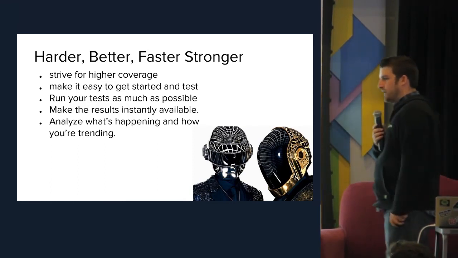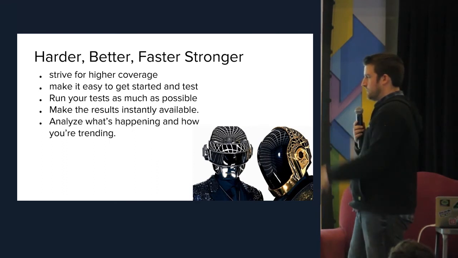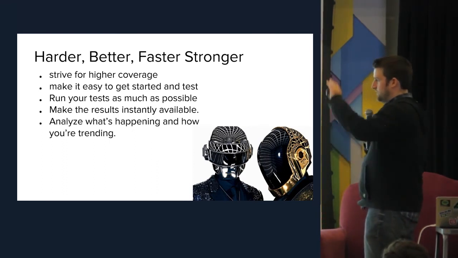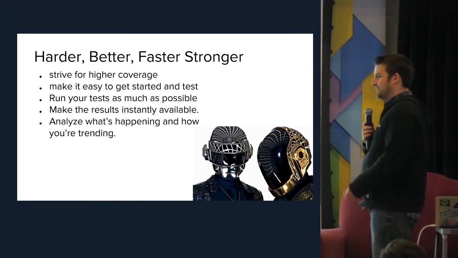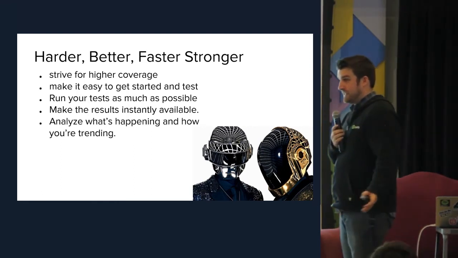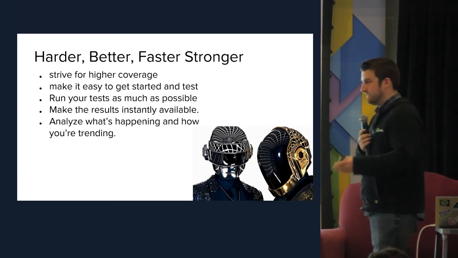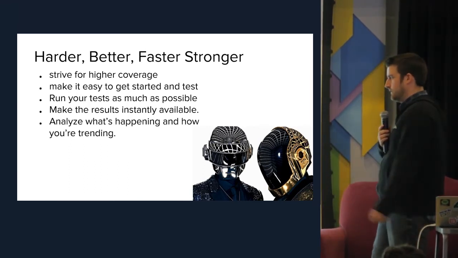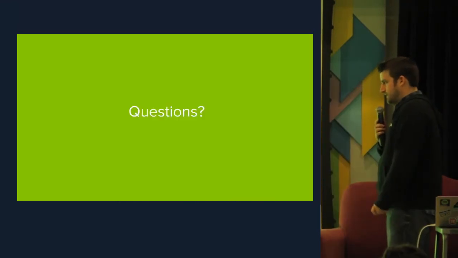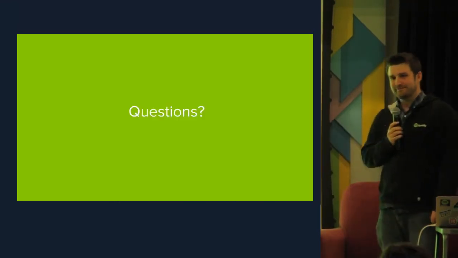Make your results available with reporting, the TRS reporting that I showed you with all the different colors and features. You'll know when something's broken. And then analyze what's happening, and then if it's not going the way you want it, reanalyze and see what you need to change to make it stabler and better. And that's it. Questions?